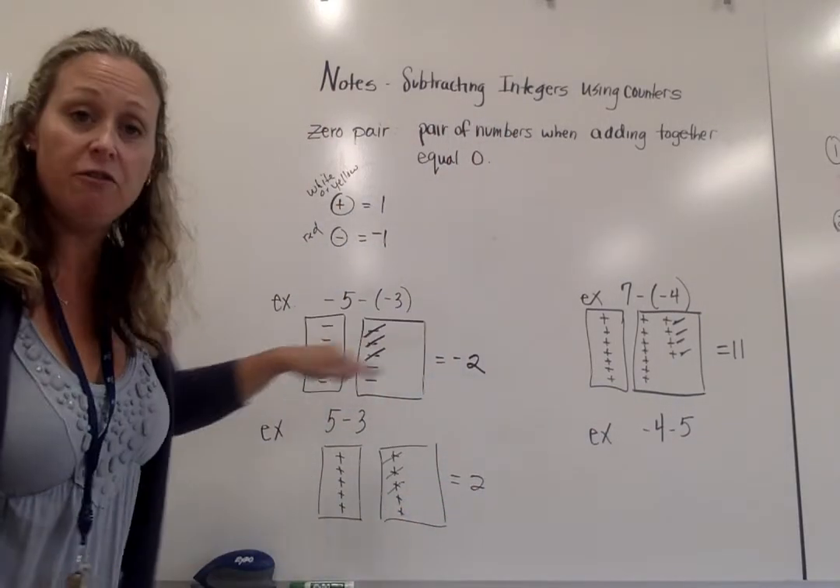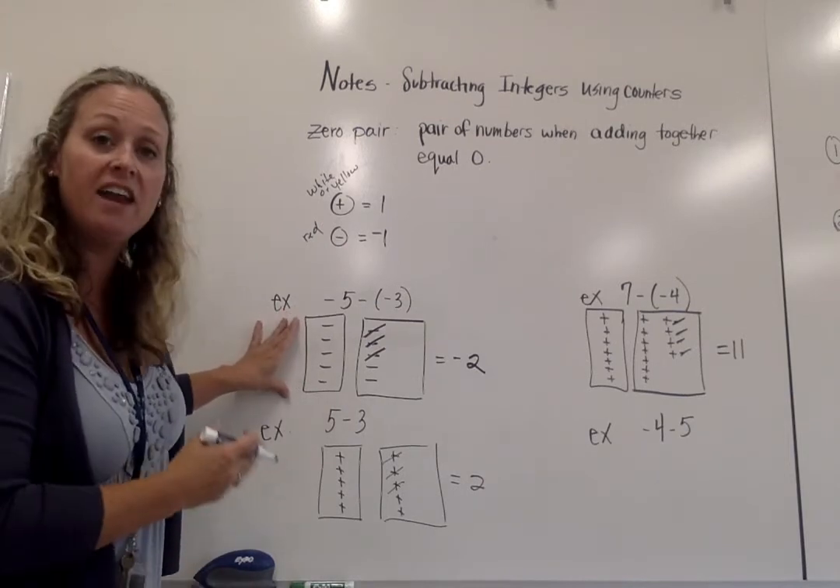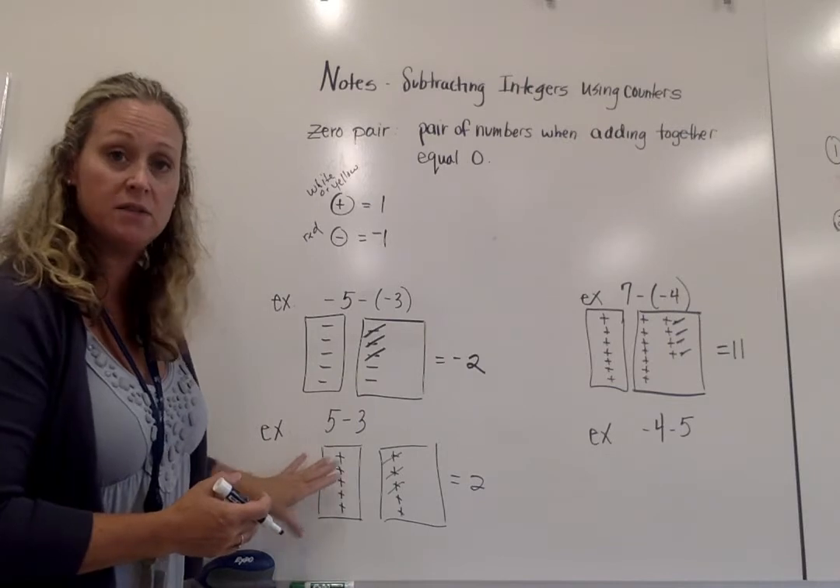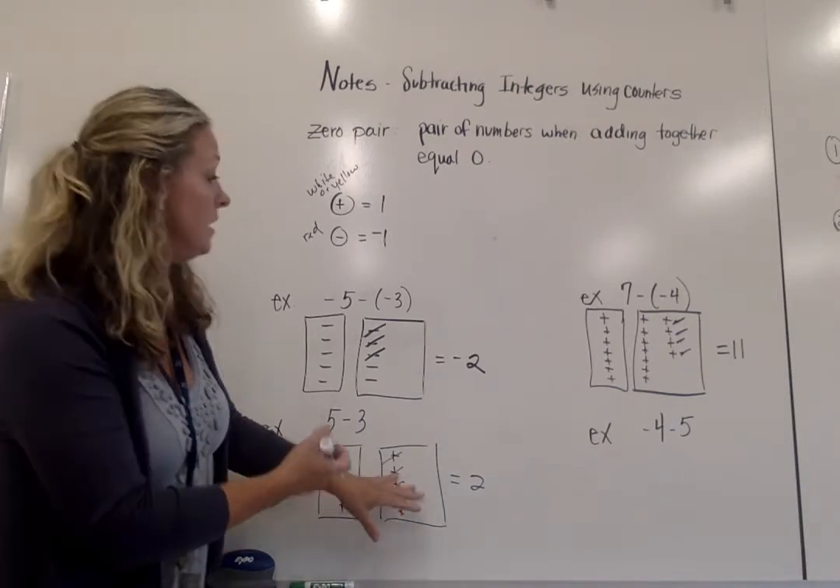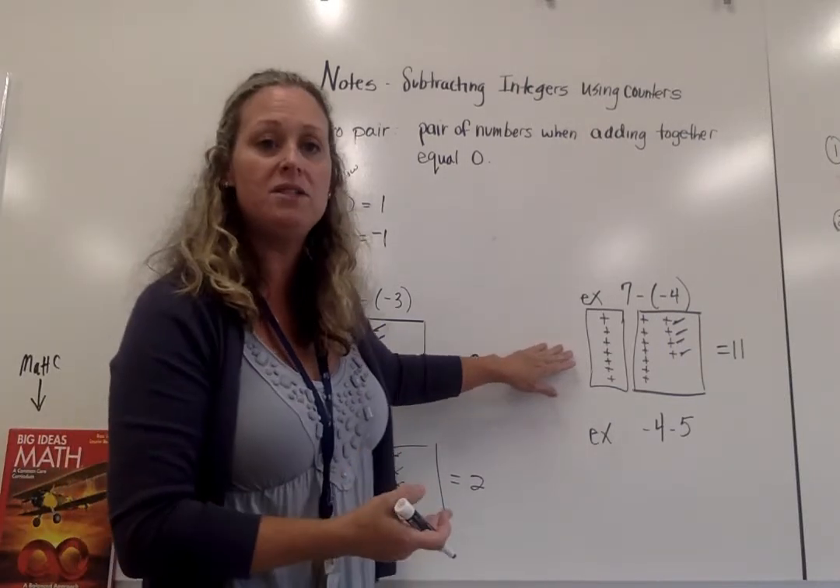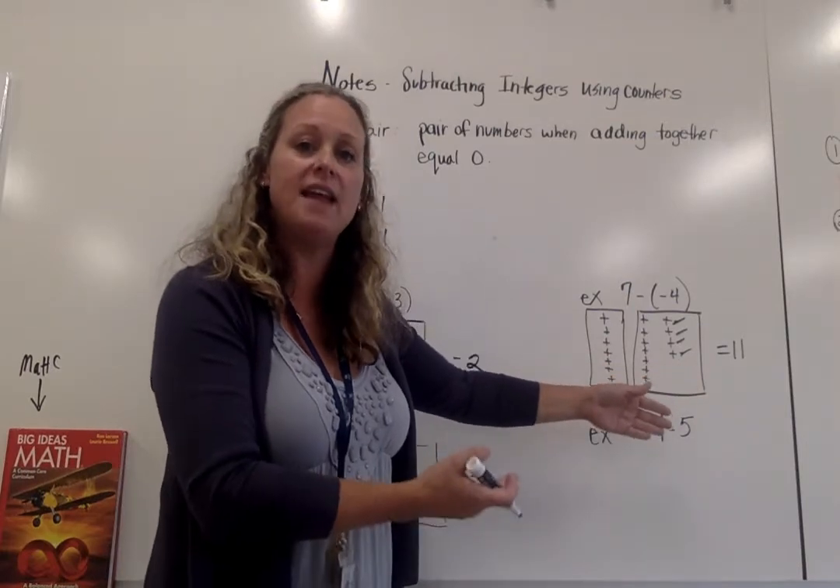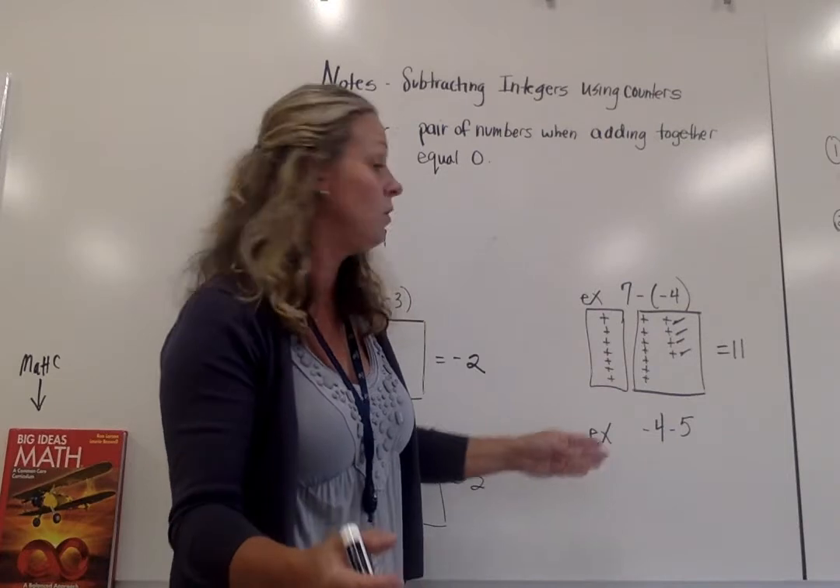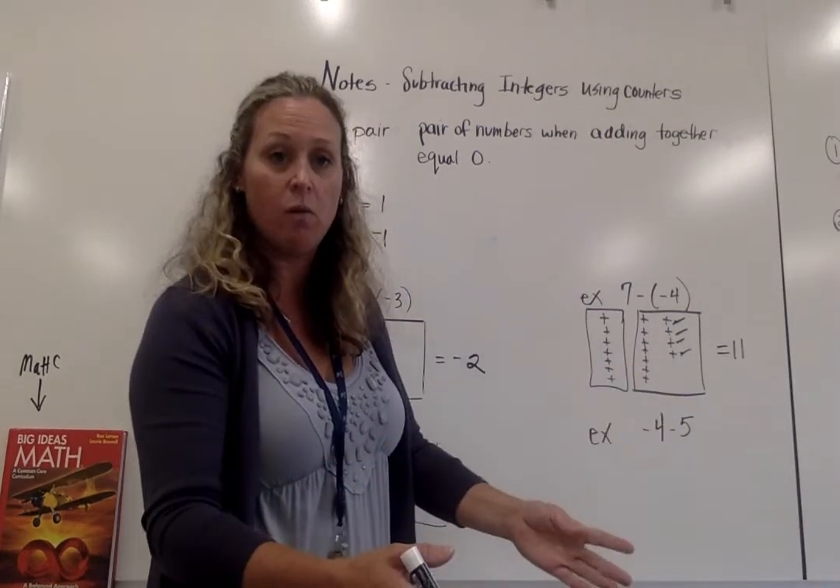These problems are different because here I had enough negatives to take away 3. Here I had enough positives to take away 3. Here I had positives and I needed negatives to take away that I didn't have. So I added zero pairs to not change the value but allow me to have negatives to take away.